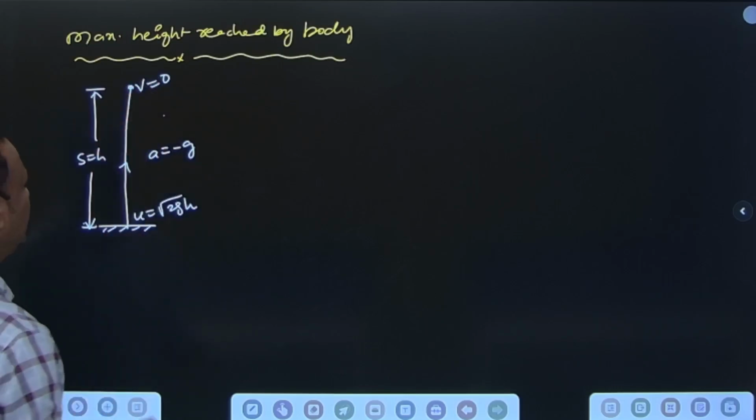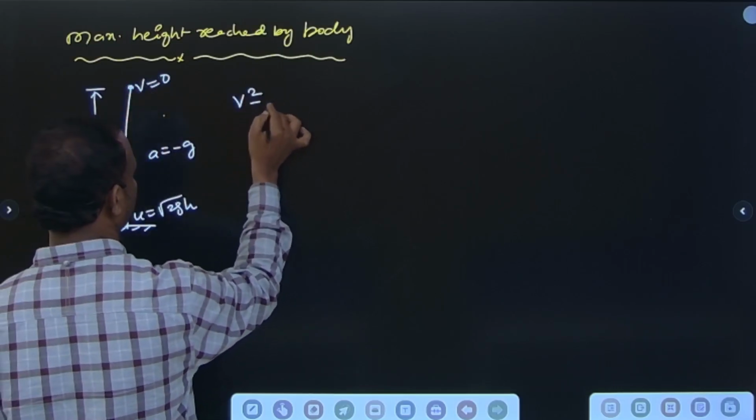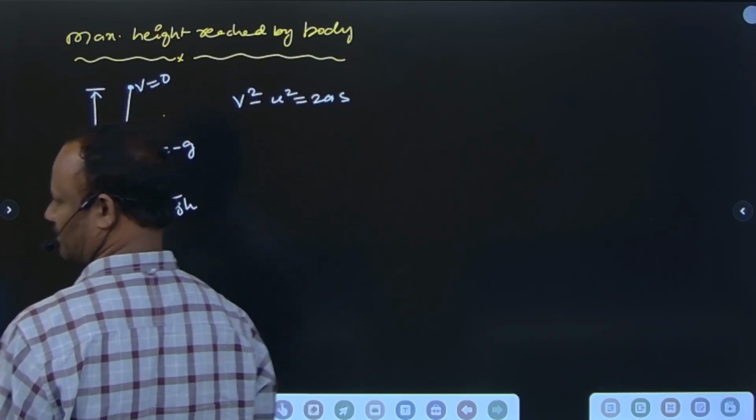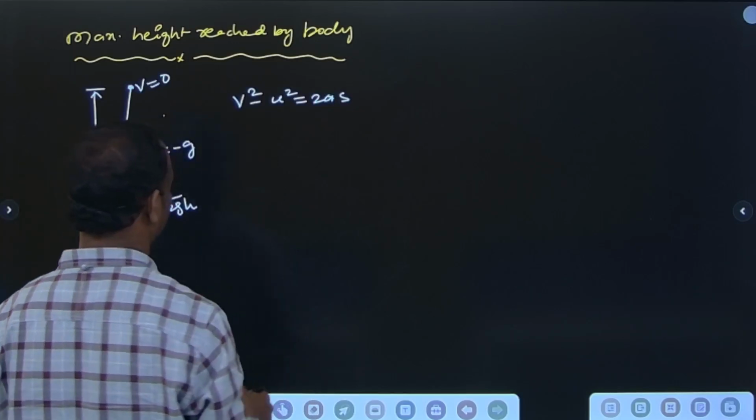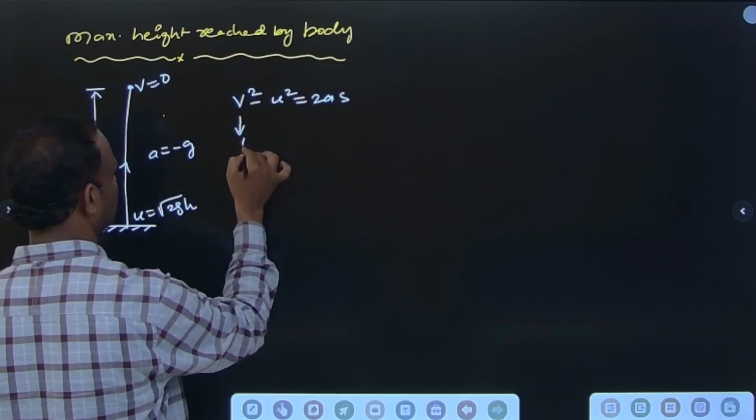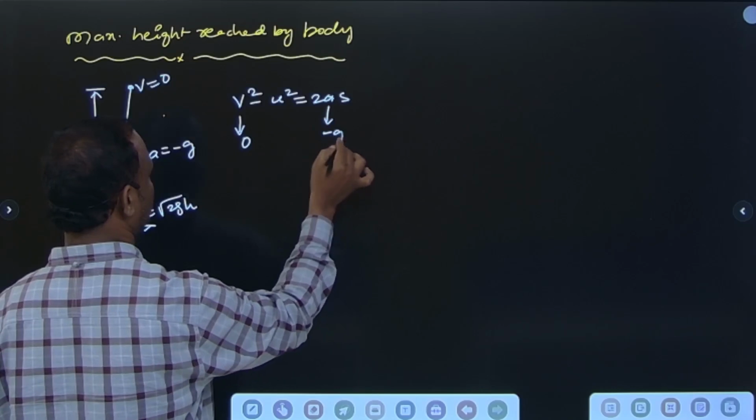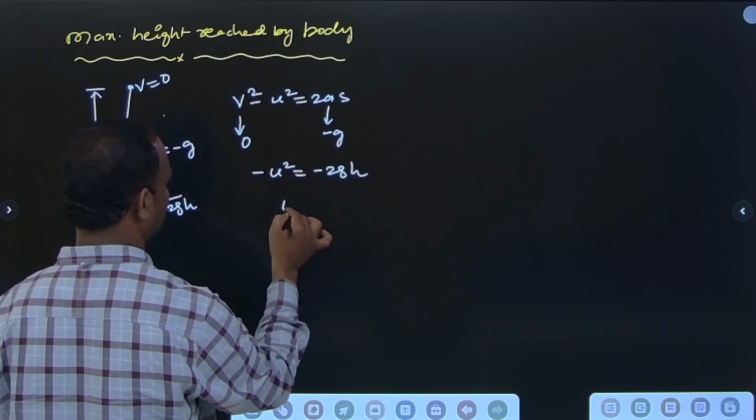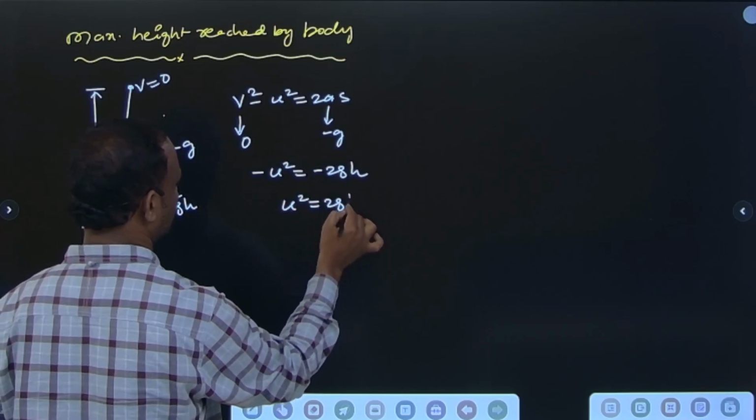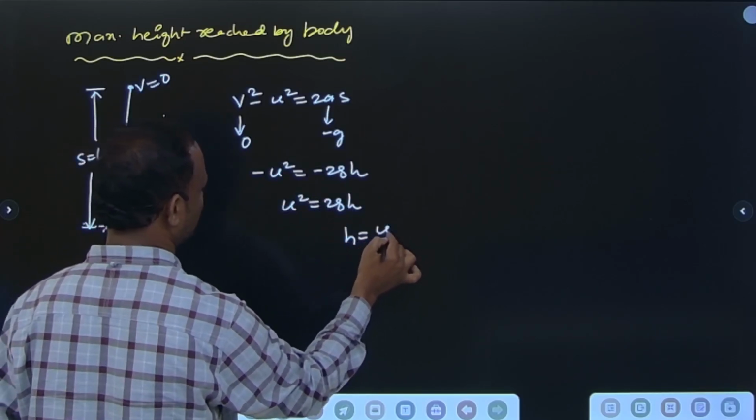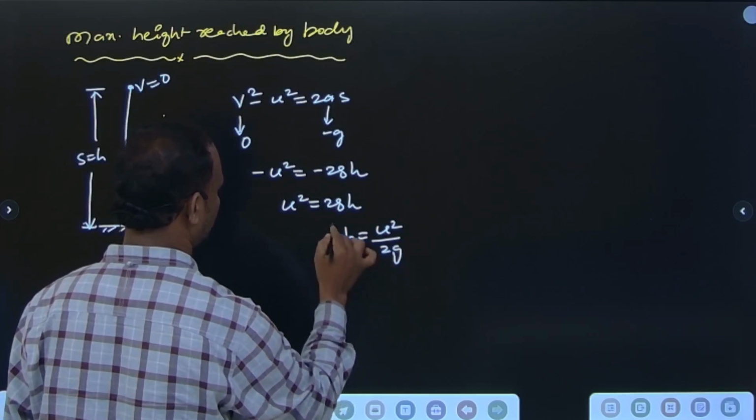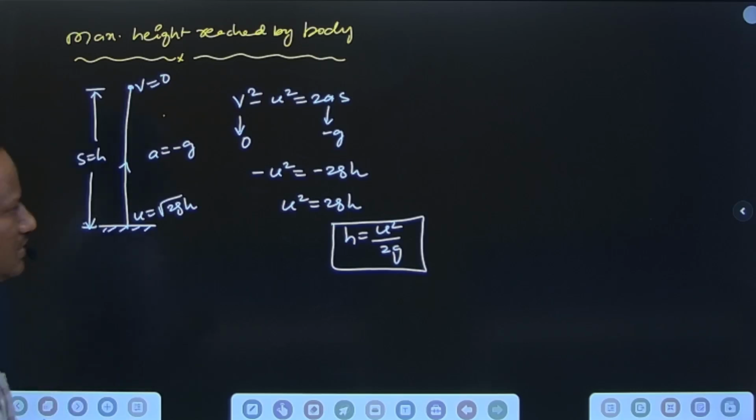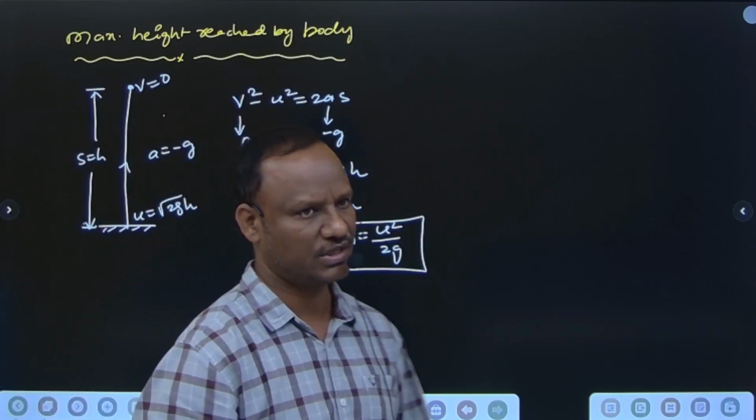From the equation of motion, v square minus u square equals 2as. Now v is 0 and a is minus g, so minus u square equals minus 2gh. So u square equals 2gh, and h equals u square by 2g. The maximum height is h equals u square by 2g. This is the condition for a vertically projected body.